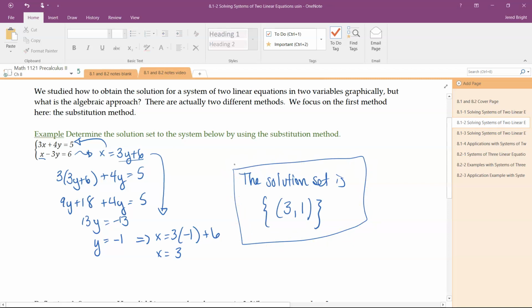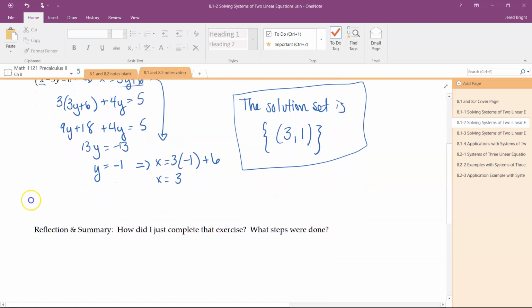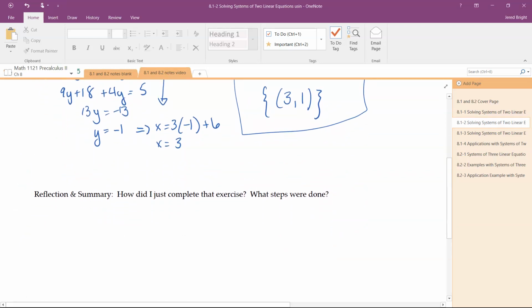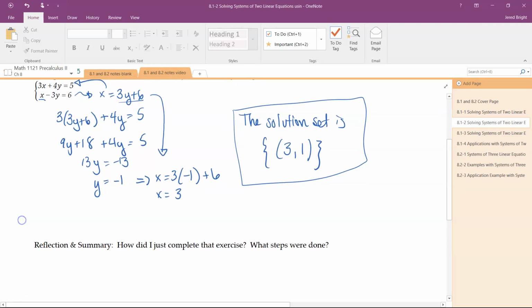Now, we jumped into this problem and I didn't tell you how to do it. We just kind of did it. So now I want you to take a moment, pause the video, and ask: what were the steps? See if you can identify the steps that we took up here, and then resume the video when you're ready to see what we did.